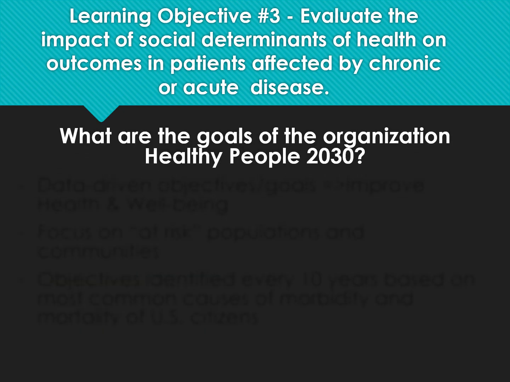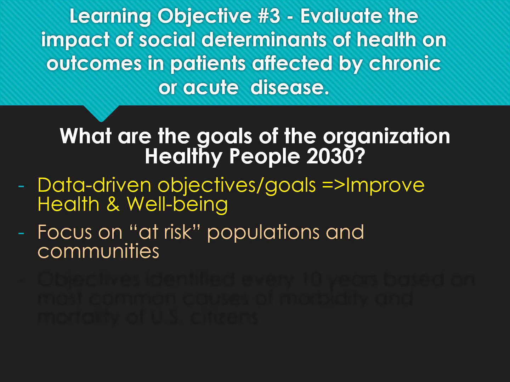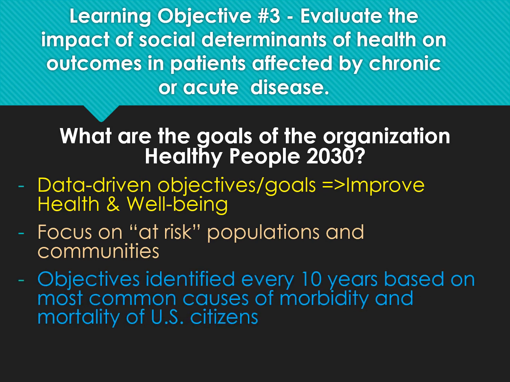What are the goals of the Healthy People 2030 organization? To be precise, Healthy People 2030 objectives are data-driven objectives designed to improve health and well-being, tackling at-risk populations, environments, and health conditions which lead to morbidity and mortality in the United States. These objectives are created every 10 years with a decade timeline for improvement.